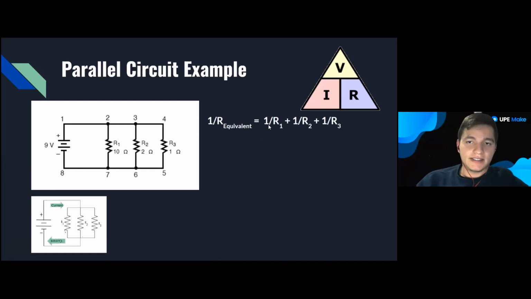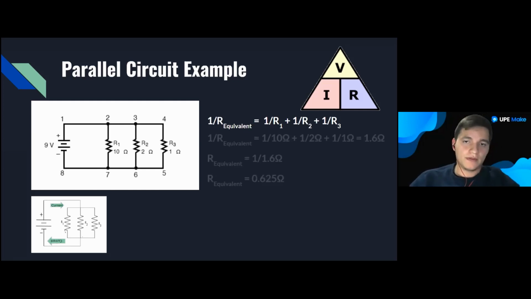The reason is that if you were to want the current of each of these resistors, it would be V over R1, where the V is the same because the voltage is the same in parallel connections. Since the V is the same, we could just cancel out that V and have it be a 1, which is why 1 over R1 plus 1 over R2 plus 1 over R3 is equal to 1 over R equivalent. So in this case, it would be 1 over 10 plus 1 over 2 plus 1 over 1. And that would equal 1.6 ohms.